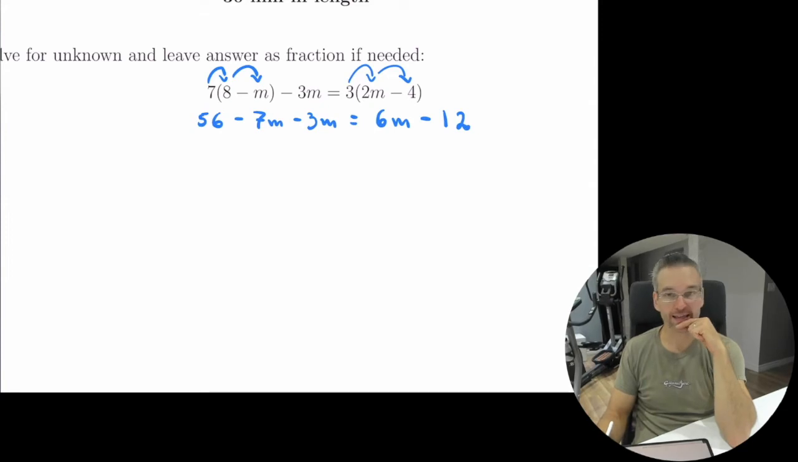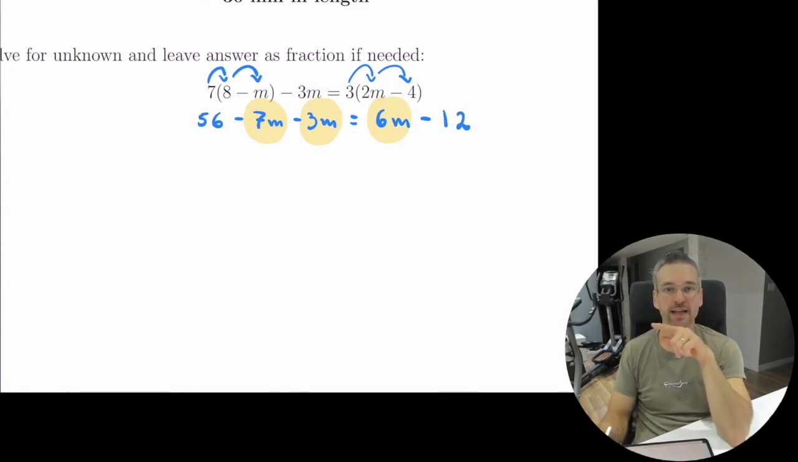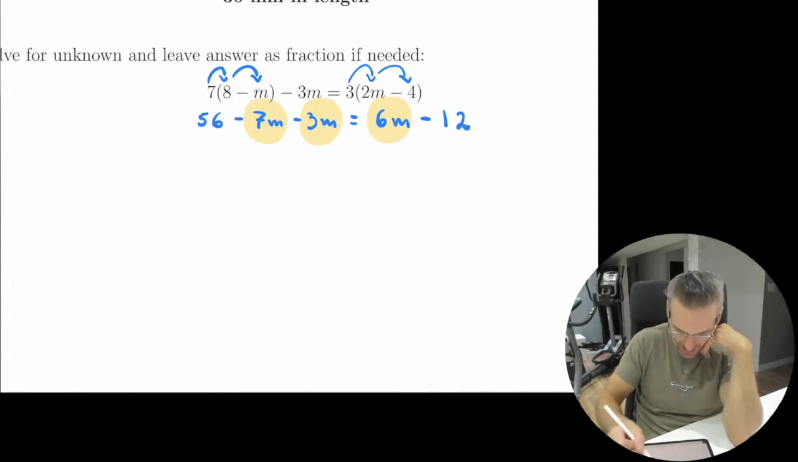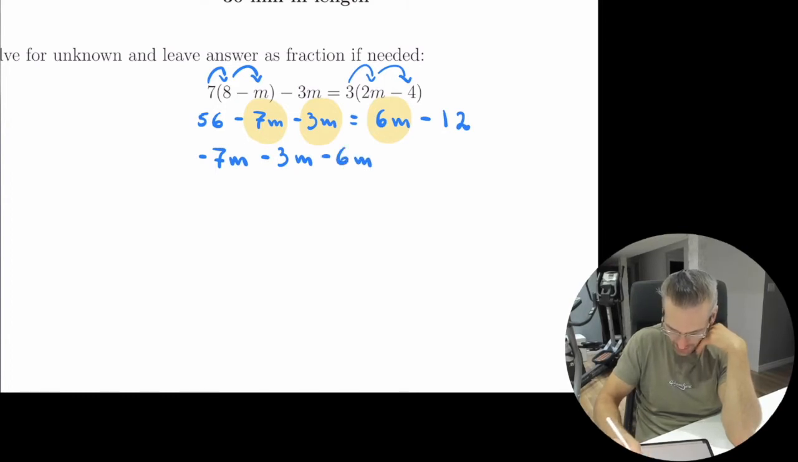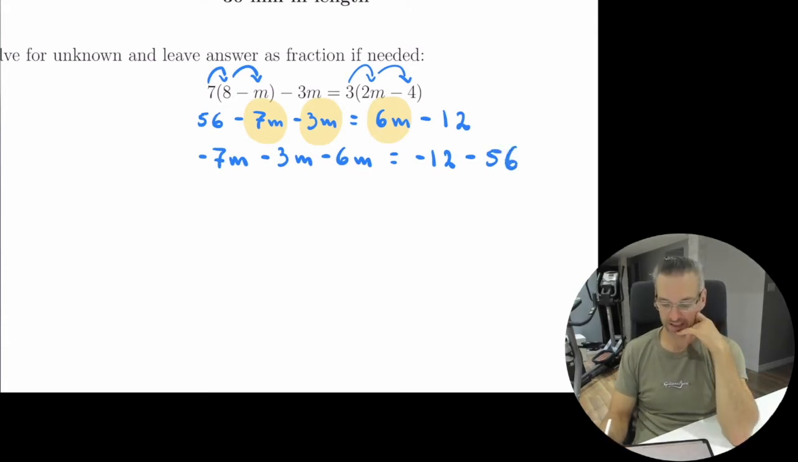So now that there are no brackets in here, I'm going to collect like terms. What I like to do is bring all the terms with my variable on one side. Typically I'll pick the left side, not always, and then I'll bring everything else on the opposite side. So that's going to leave me negative 7m minus 3m and minus 6m. Because I'm bringing the 6m over, the sign changes. And then on the opposite side I have negative 12, and then the 56 will change to negative 56. So that's the second step.